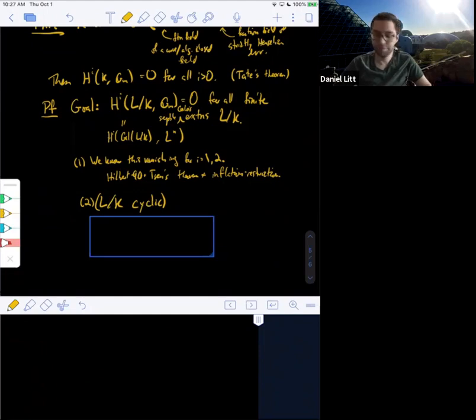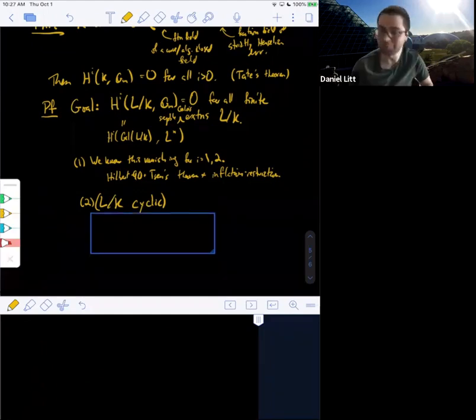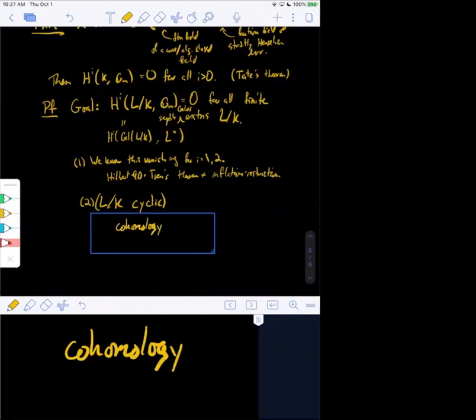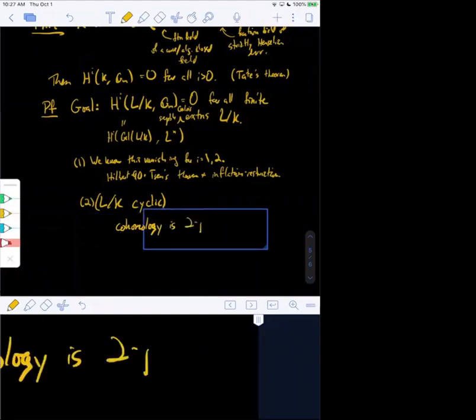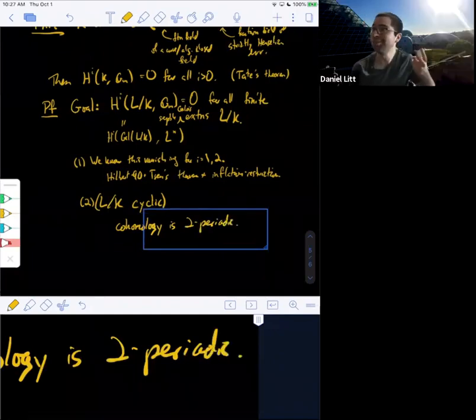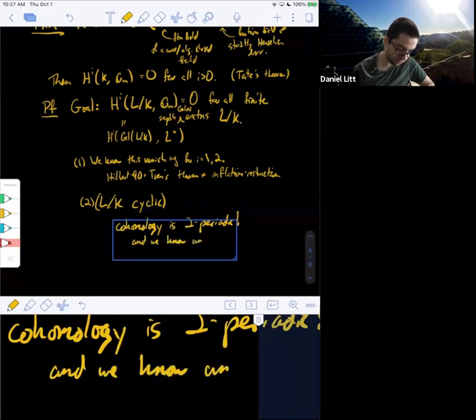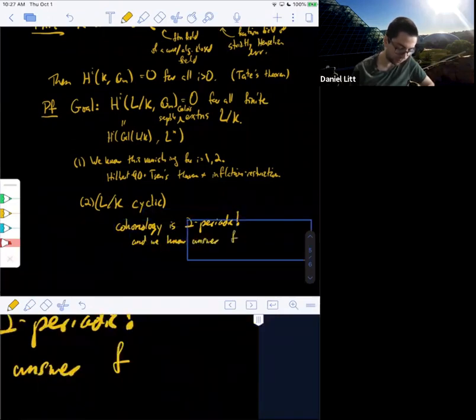I think the cohomology is periodic. Yeah, and what's the period? 2. Yeah, so the cohomology of a cyclic group is 2 periodic. So we know the answer for 1 and 2. We have 0 for 1 and 2, and now we have a 2 periodic sequence of groups. So it's 0 everywhere for cyclic groups.